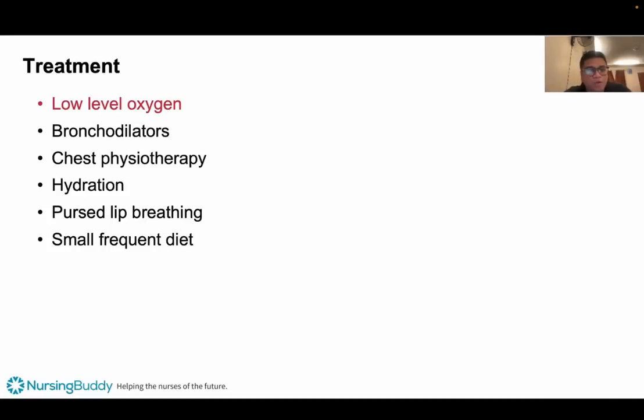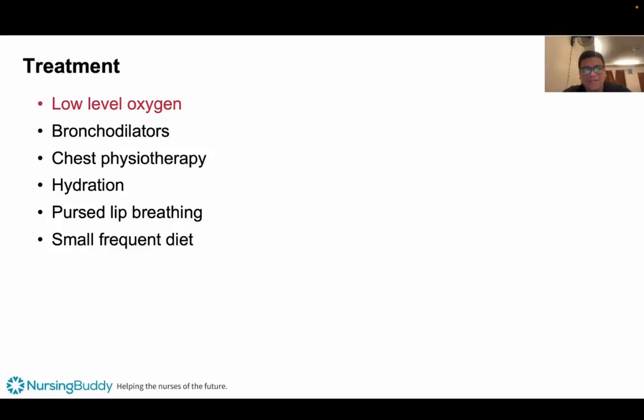We only give low level oxygen. Why is that? Now when it comes to COPD, the breathing stimulus for your patient is actually different. For us normal people, our breathing stimulus is actually carbon dioxide. It's because of the presence of carbon dioxide in our body that we need oxygen. On the other hand, for your COPD patients, their breathing stimulus is reversed.